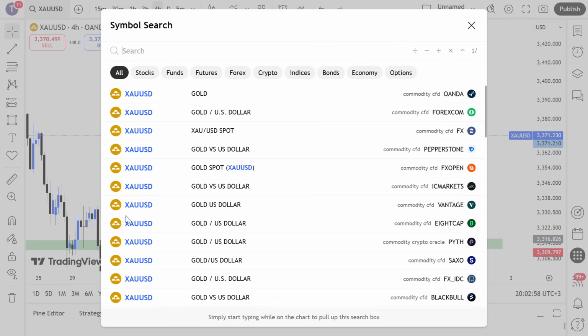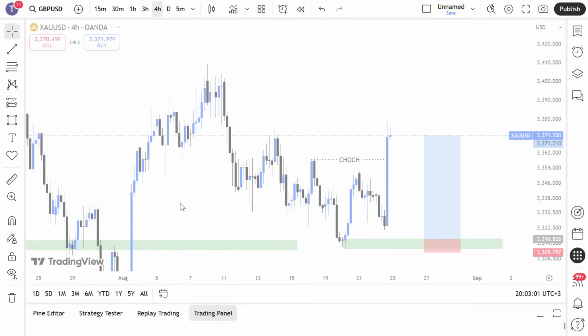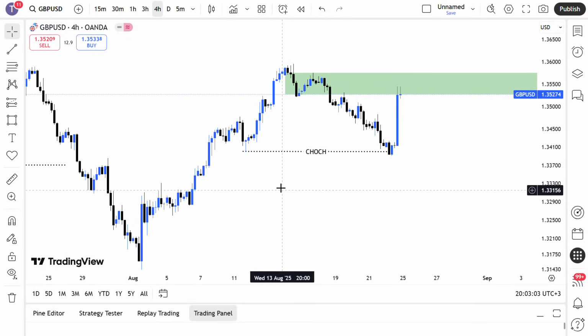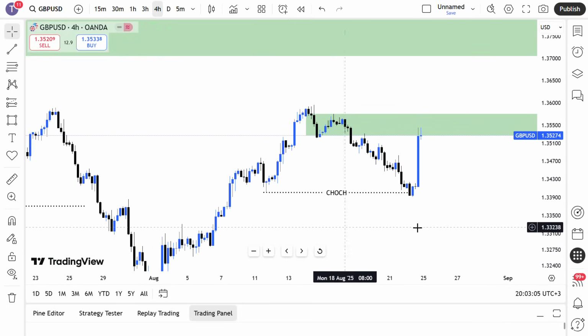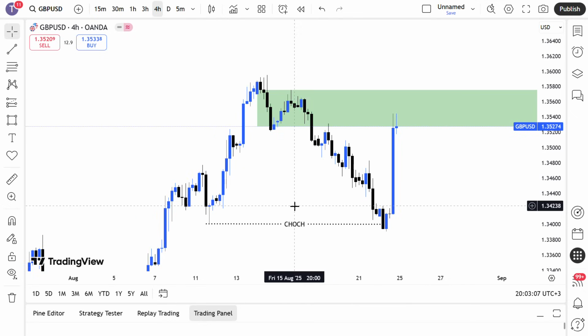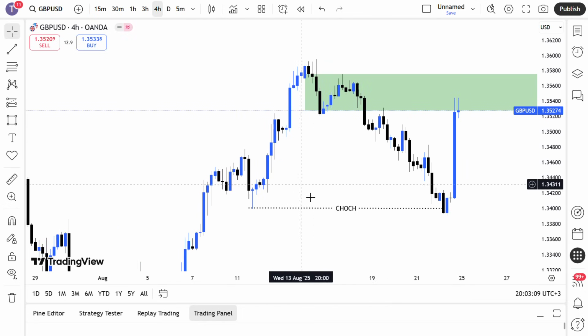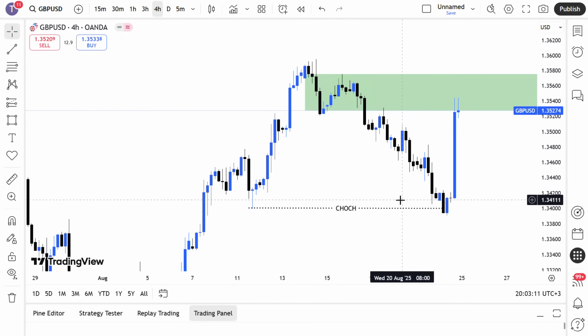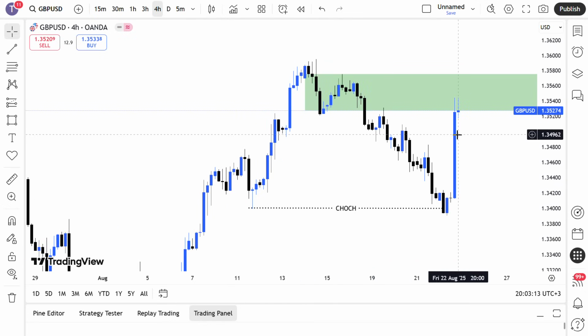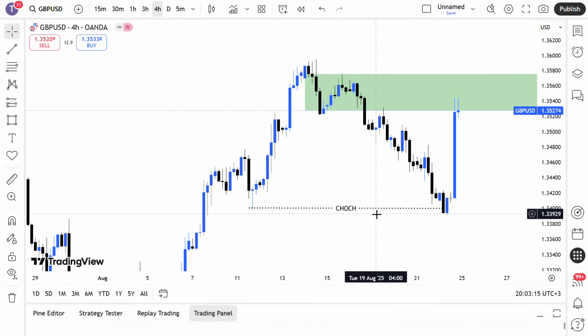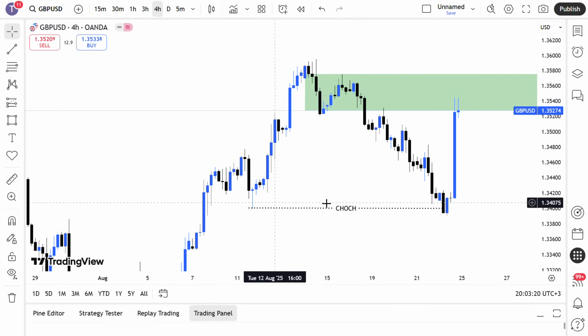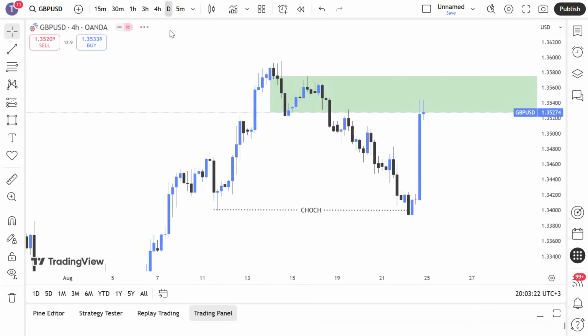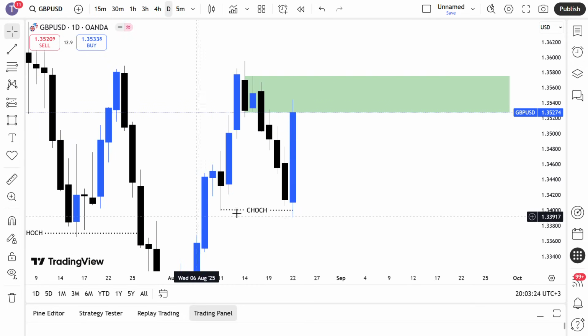The next pair is GBP USD. Let's go to GBP USD. So on GBP USD, I told you guys if we don't have any change of character to the upside, we will be waiting for a good confirmation before we enter any trade from this area. And this area was from our daily order block. This was our daily order block.